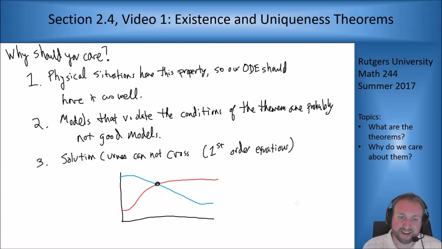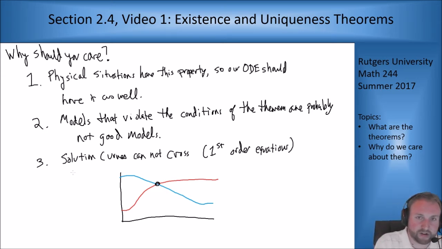That means that by uniqueness, they have to be the same curve, but these two obviously aren't, so that violates something. Something's going wrong somewhere. And the thing that goes wrong is you cannot have solution curves that cross. If two solution curves cross, they had to have been the same curve the whole time because of the uniqueness theorem.